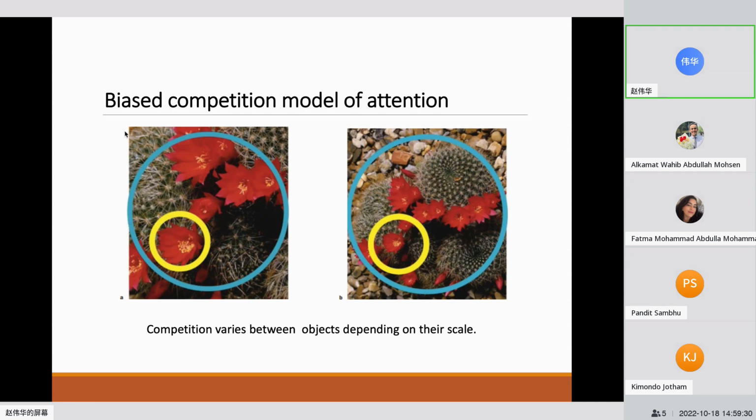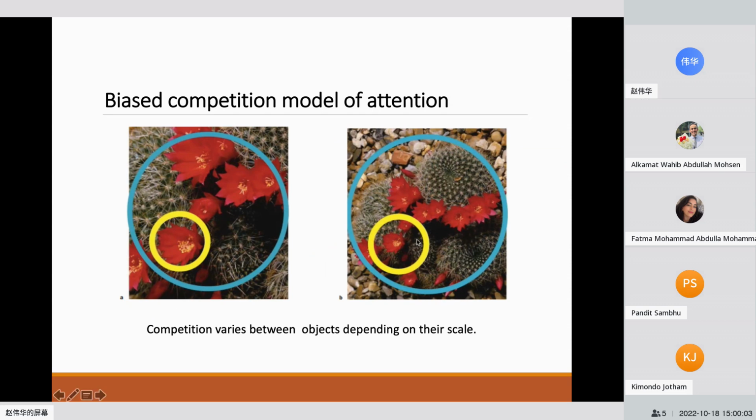So this one, in the yellow circle, will occupy all of the receptive field of a V4 neuron, whereas multiple flowers fit within the larger receptive field of higher order inferotemporal neurons, called IT neurons.